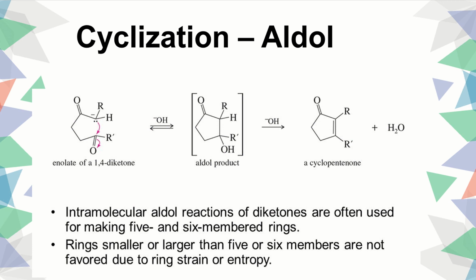So the final type of reaction that we're revising is cyclization. And one of the best reactions that we could use is aldol. So we start off with an enolate of a 1,4-diketone. So notice we call it 1,4 because this is 1, 2, 3, 4. So the ketones are 1,4 in relation to each other.